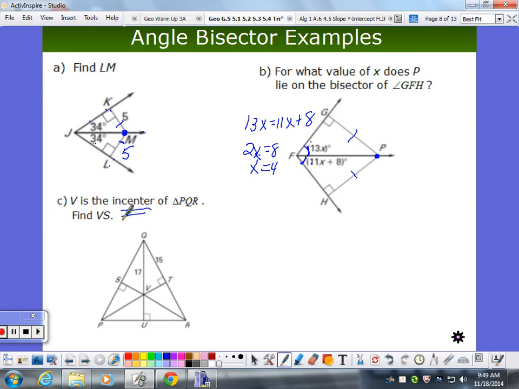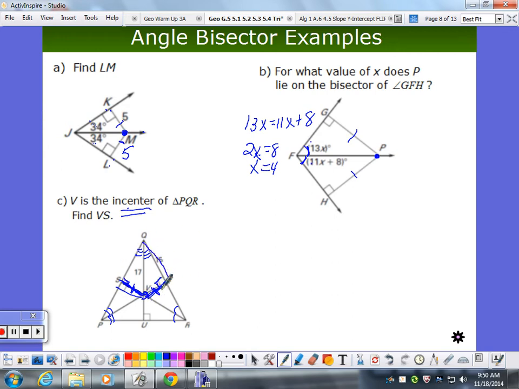V is the in-center, meaning that it's where all the angle bisectors meet up. So these are all bisectors. In my drawings, I would mark this just because it will help me remember. Okay, I've got bisectors. That's what an in-center does. And they want you to find the length of VS. Oh, that's this one. I do know that VS and VT are congruent. Why do I know that? Yes, because it's on a bisector, and I know it's a distance because I see the little right angle markers, so the distances have to be congruent.